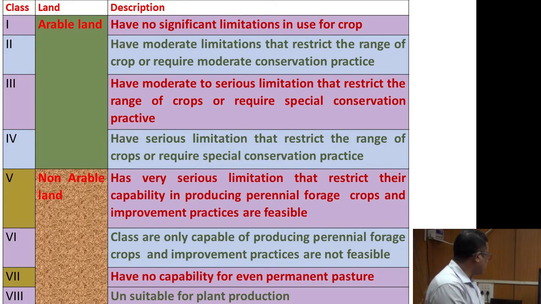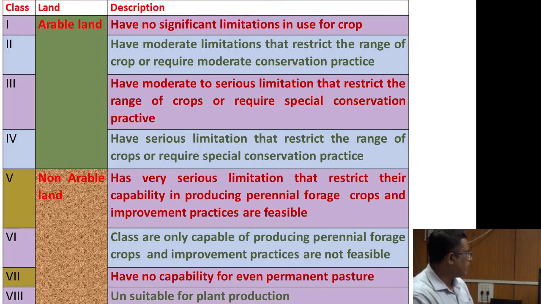So these are the arable land, class 1 to 4. Here there is no significant limitation in the use of the crop. So here we can cultivate crops without any treatment, or simply by managing the crop well. Even agronomic measures would not be required here. So this type of land is the class 1 type of land, which has come with flying colors in all the four parameters. Now the second type of land, here there is some limitation.